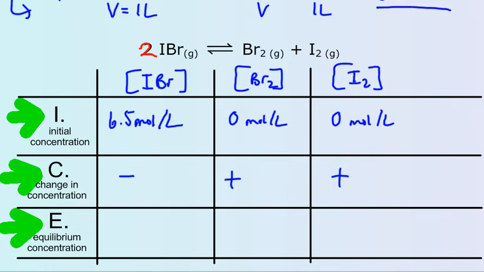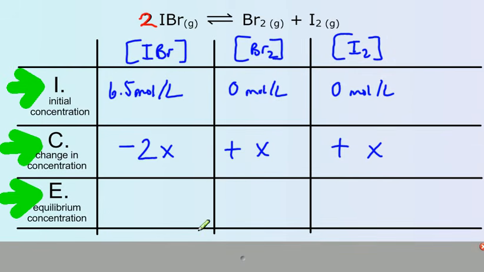So in our change line, we don't know what these concentrations are changing by, so we're going to use x as a variable to represent that change until we find out what it is. But IBr is going to go down by a value of 2x, and Br2 and I2 are going to go up by a value of x. Okay, so the reduction in concentration of IBr is twice as big as the increase in concentration we get for Br2 and I2. So very, very important to include that coefficient in your change line.